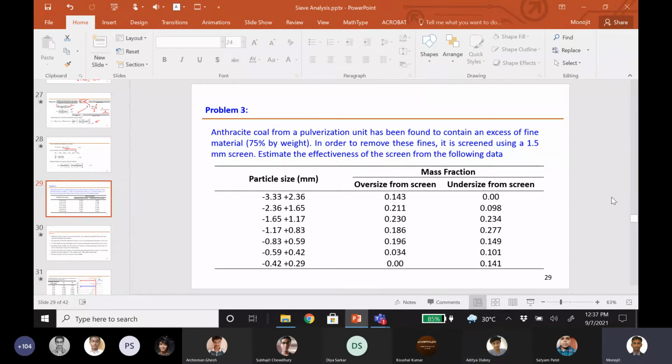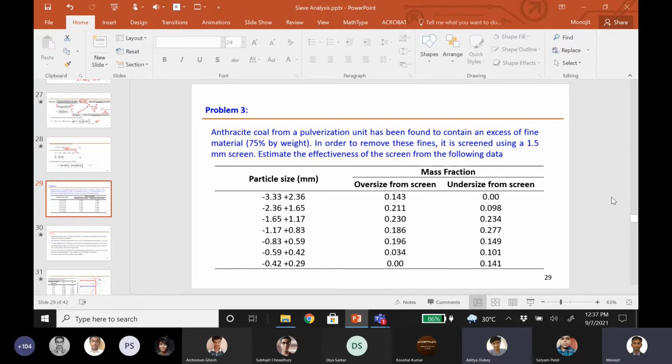So an industrial screen is specifically made for separating particles depending on that process requirement. Suppose your process requires particles which have to be smaller than 1.5 millimeter or greater than 1.5 millimeter. Now you use that screen only to separate the particles which are smaller or bigger than that.